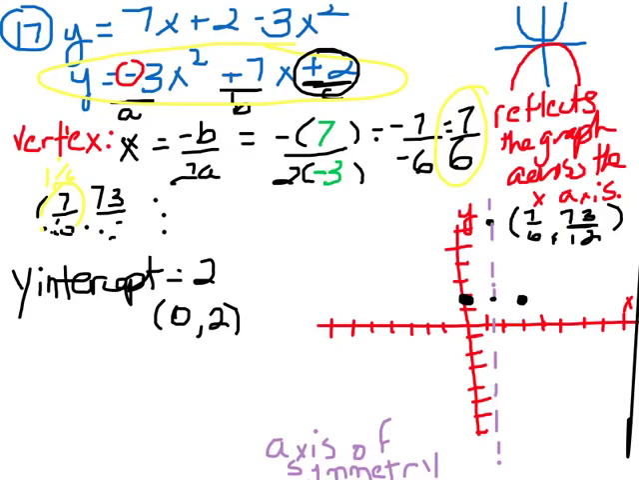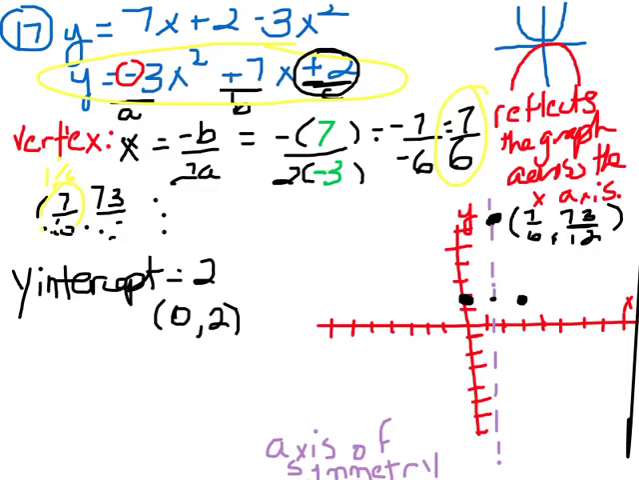Is everything working out pretty well for me now? Does it look like my points are going down below that vertex? Vertex is right here. That line is the axis of symmetry. It splits the graph into two mirror images of each other. I could fold it across that line, and the points could match up.